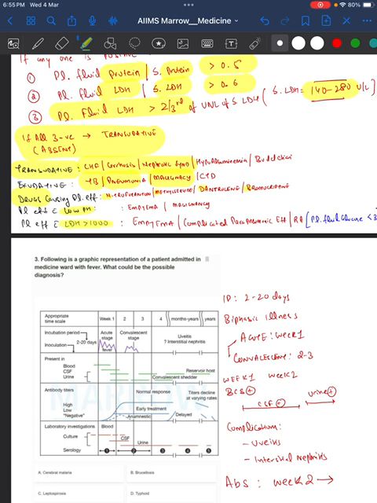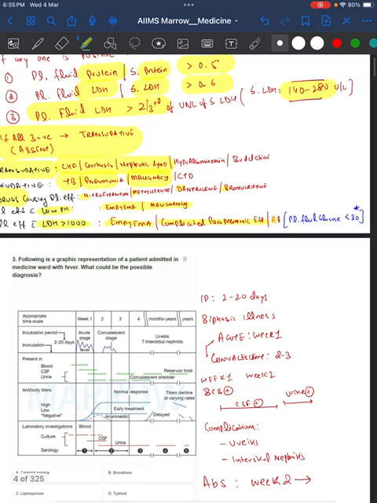Then what are the pleural effusions where we can see low pH and where we can see LDH more than 1000. Low pH is associated with empyema and malignancy. LDH more than 1000 is empyema, complicated parapneumonic effusion, and rheumatoid arthritis. The one classical finding about rheumatoid arthritis pleural effusion is that the glucose in pleural effusion is less than 30.